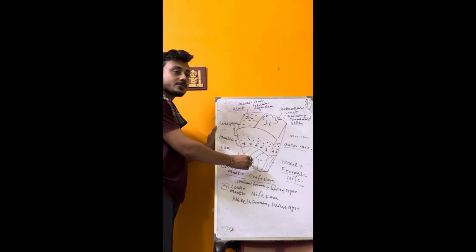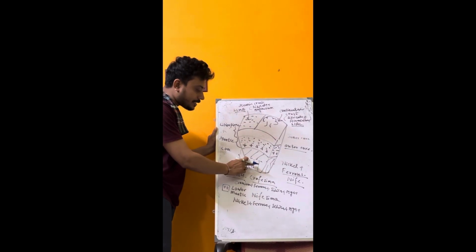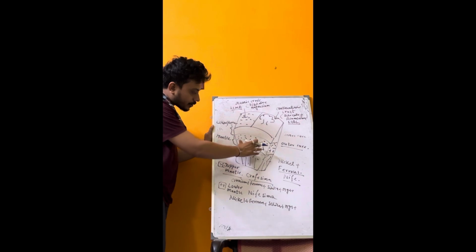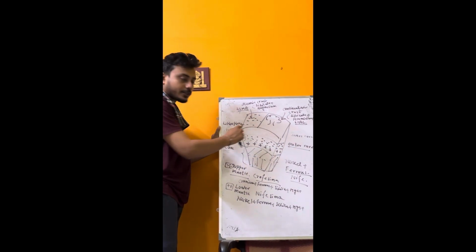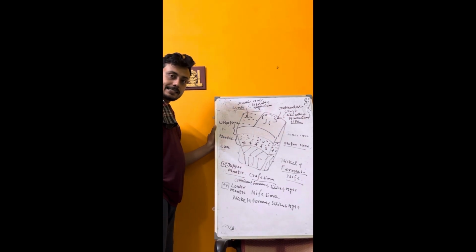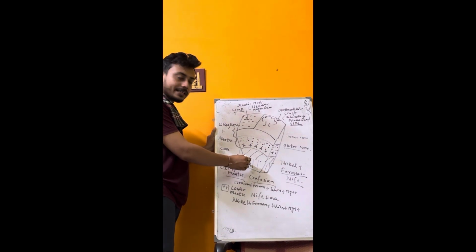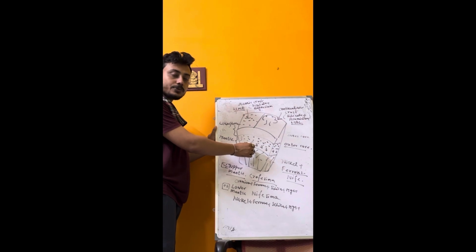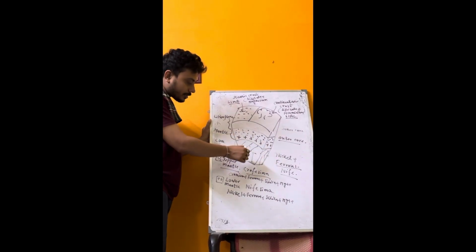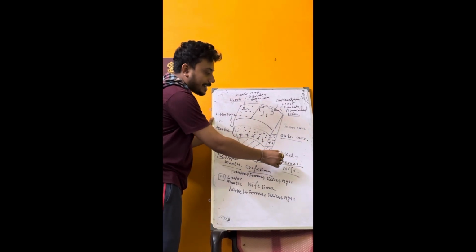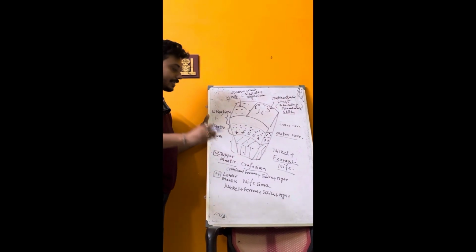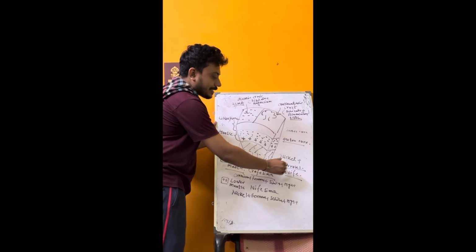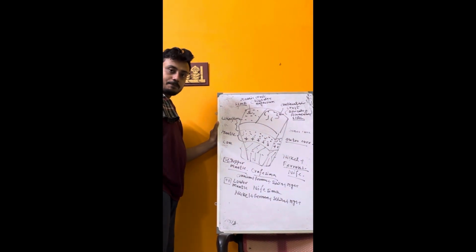But inner core is solid in nature. Why? Because inner core is getting huge amount of pressure from the overlying layers. That's why inner core is solid in nature and outer core is liquid in nature. But both the layers are made up of nickel and ferrous, that's why this is known as the Nife.